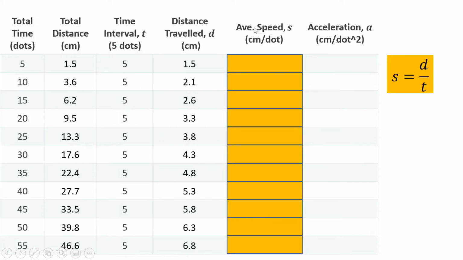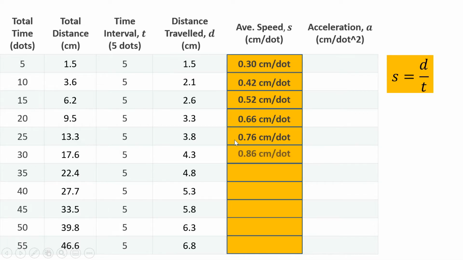So the next one is the average speed. We have to compute this one. The average speed is distance traveled divided by time, which is 5 dots. So that will be 1.5 divided by 5, that is 0.3 cm per dot. 2.1 divided by 5, that is 0.42 cm per dot. The next ones are 0.52, 0.66, 0.76, and so on, until 55 dots. Once you determine the average speed, we will now go to the acceleration.